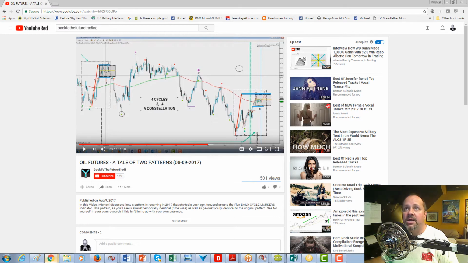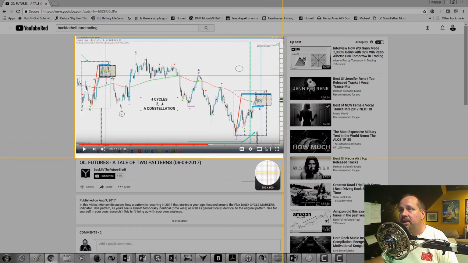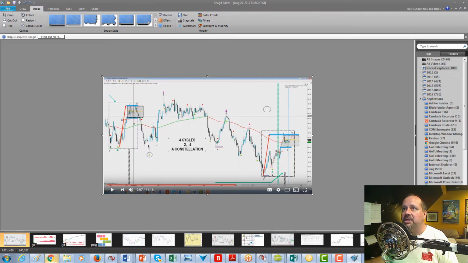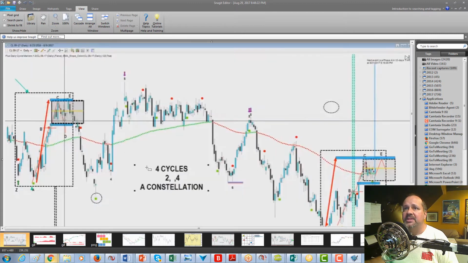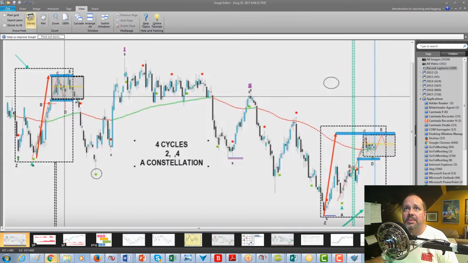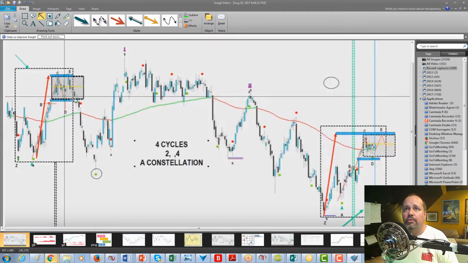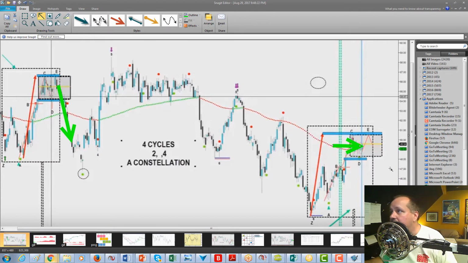I had pointed out another pattern altogether in crude using the very same constellation analysis that I had done with you just now. In fact, at the time of the video, I told people that we were looking for crude to fall down into lower lows. And at the time, you'll see we were right here. This was the 09 contract back, it looks like, at 49.64 at the time I released this video.